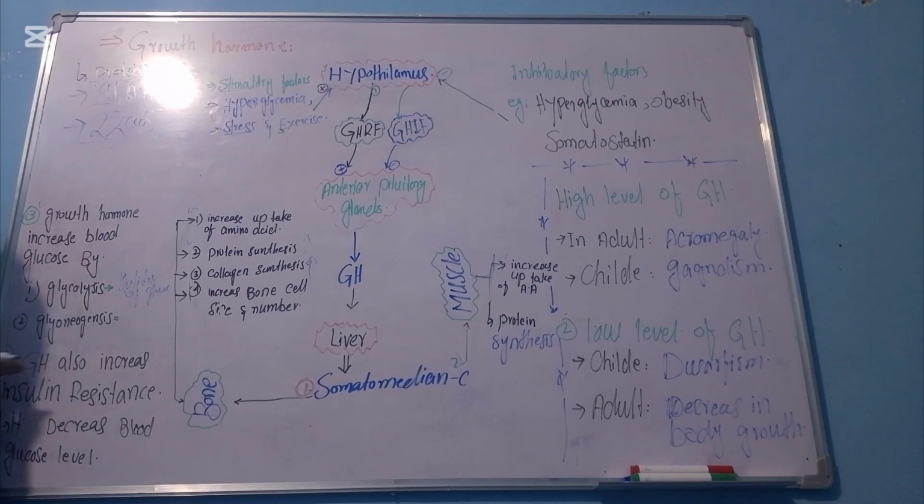The fourth function of the growth hormone is to increase insulin resistance. The function of growth hormone is to increase blood glucose level, while the function of insulin is to increase the entrance of glucose from the blood into the cells. So the function of insulin is opposite to that of the growth hormone. So that is why growth hormone will increase resistance to insulin.